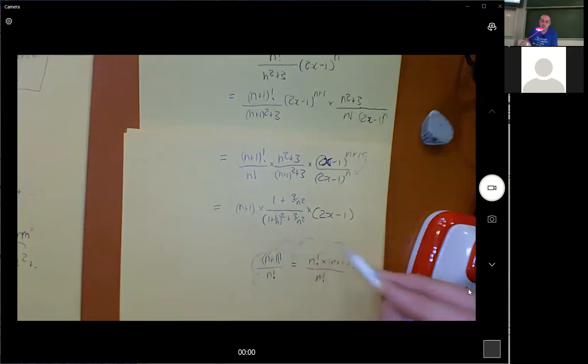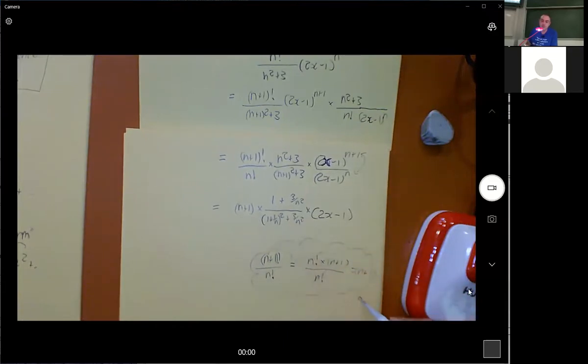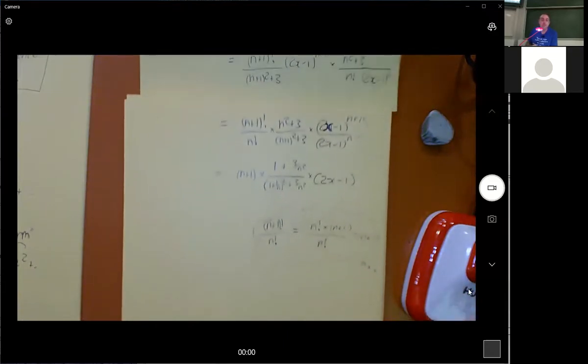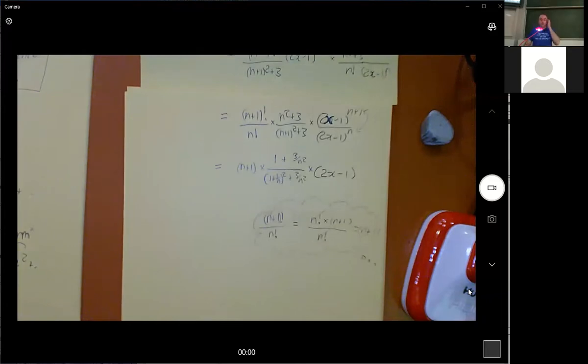That's what was going on in my head. And I should not have done this because the radius of convergence of this one is 0. Okay. This is bad. I'm so sorry.